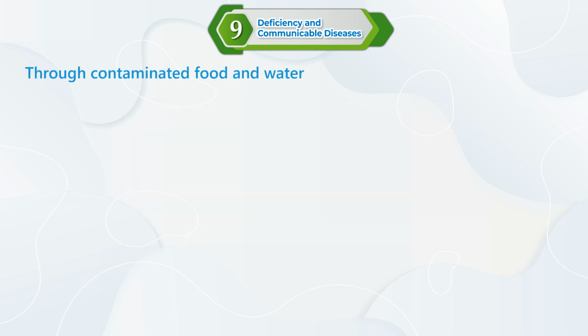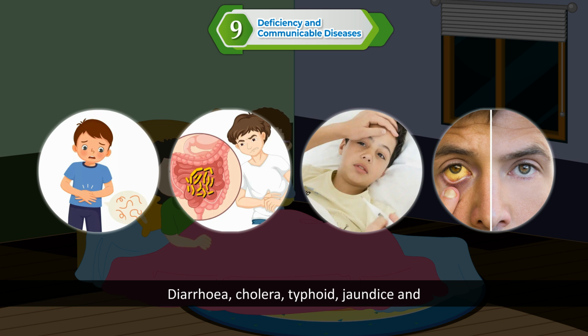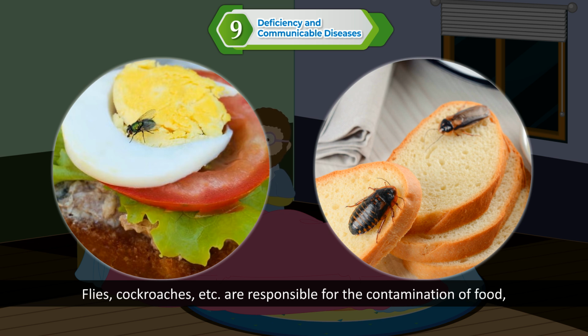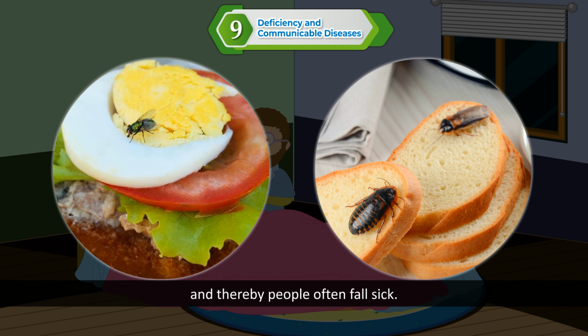Through contaminated food and water. Diarrhea, cholera, typhoid, jaundice, and food poisoning are caused due to consuming contaminated food and water. Flies, cockroaches, etc. are responsible for the contamination of food, and thereby people often fall sick.